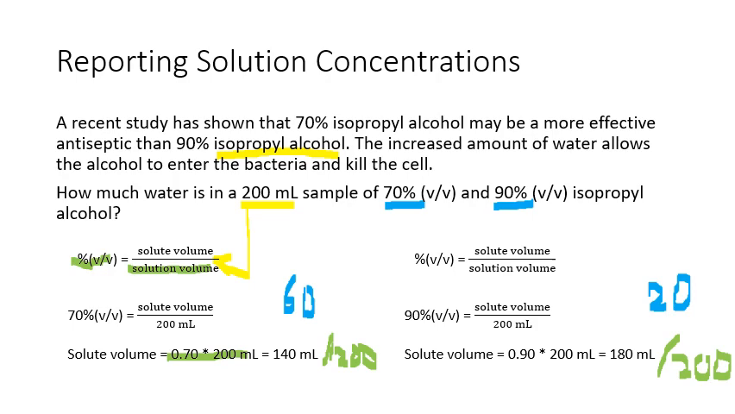So if you had those two samples, you can see there's a little bit more water in the 70% sample. There's about 40 milliliters more water, and that little bit of extra water is enough to make a difference in how well the alcohol kills bacteria sometimes. So that's another example, this time using the volume percent of the solution to figure out the amount of material that's present.